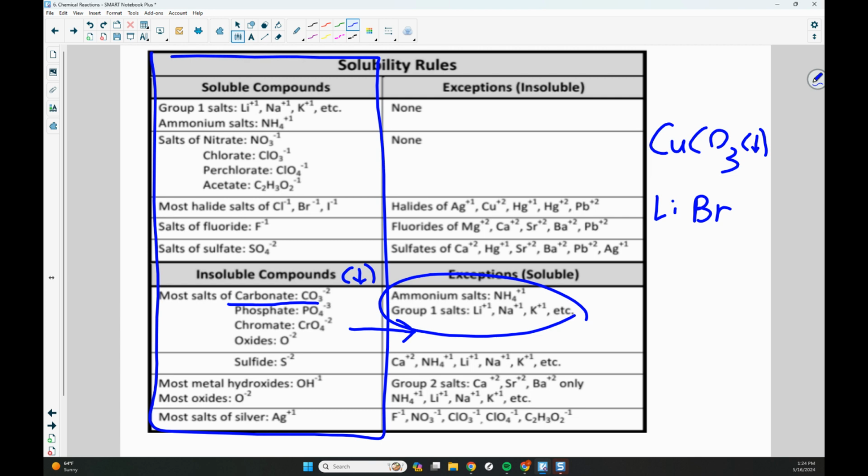Lithium bromide, on the other hand, I find that in two places. I find lithium up here in the soluble section, and there's no exceptions. And I find bromide in the same section, and again, there's no exceptions. Once you figure out one of the ions in the compound, you don't have to check the other. I'm just kind of proving to you guys that they're always going to agree with each other. They're never going to contradict each other. So we didn't have to find bromide up here once we found lithium. Make sense? So this is going to be aqueous.